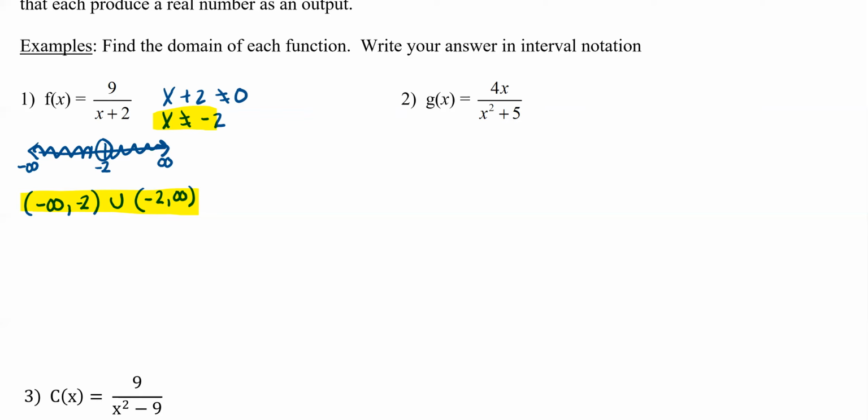All right, number 2, g of x is equal to 4x divided by x squared plus 5. We know that the denominator cannot equal 0, so x squared cannot equal -5. Well, x squared is never going to equal -5 anyway, because a positive times a positive is a positive, and a negative times a negative is a positive. So it's not going to be a real number. So then our domain is defined for every number. So that will be negative infinity to infinity.